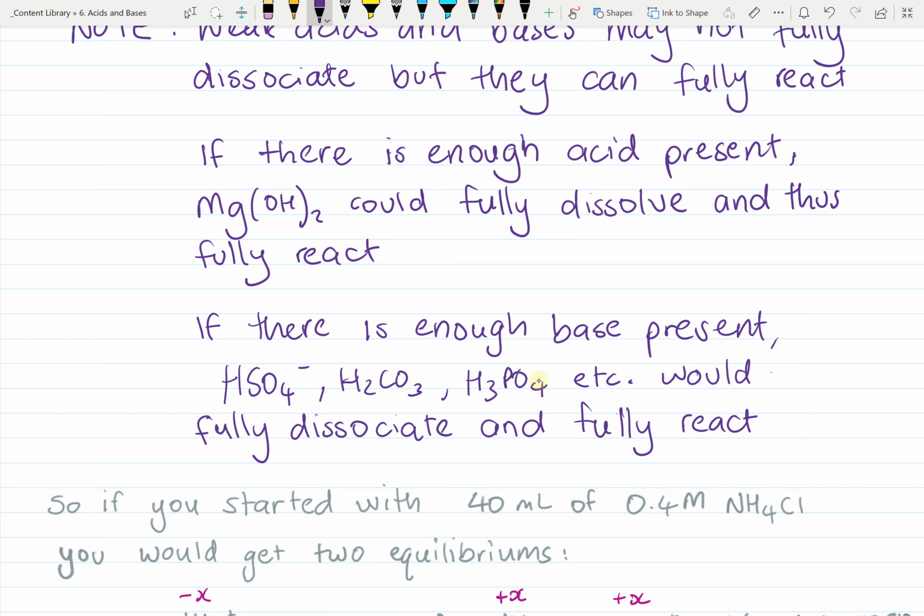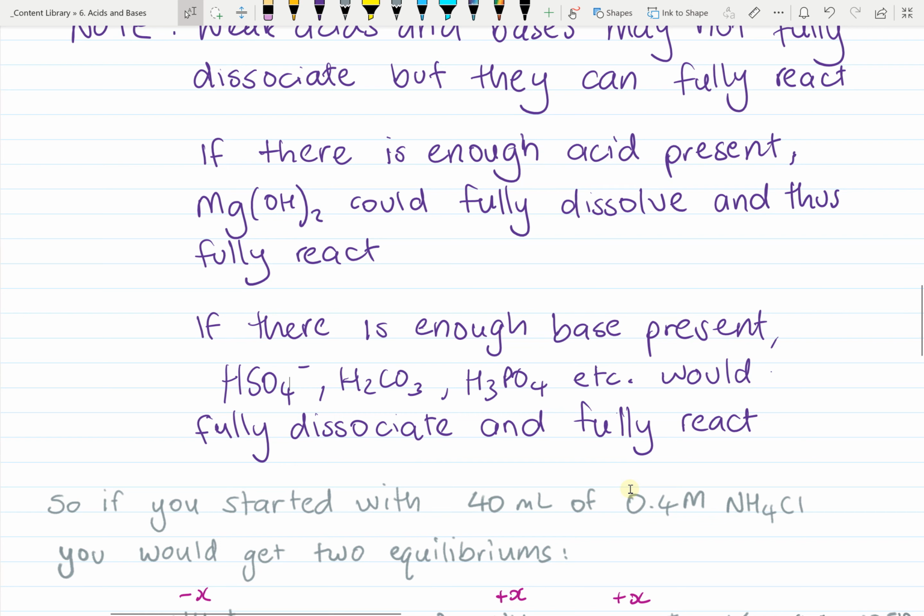A lot of questions in the HSC try to test that understanding, because a lot of kids recognize that things are weak and strong, but they don't accept the fact that a weak acid can fully react. So a weak acid partially ionizes, but can fully react if it's in the right circumstances. All right, I might just pause there. The next one's going to be a bit more complicated.